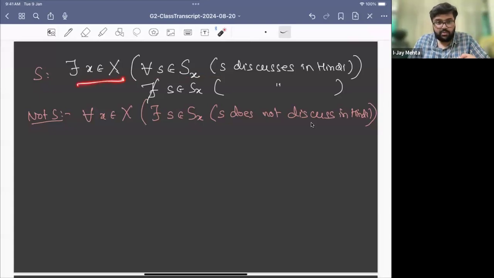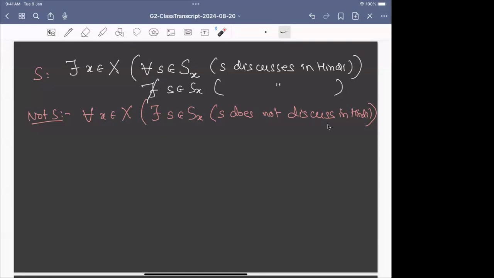There exists a student. If that is not true, that means given any student, this is not true. So what is the meaning of this? Step by step, given any student, so there exists a student, and this is not true, that means the student does not discuss in English. So there are many ways of saying the same thing in the language, but it will create confusion. That's why we are using these quantifiers. Is that okay, Pawan? I hope it is clear.